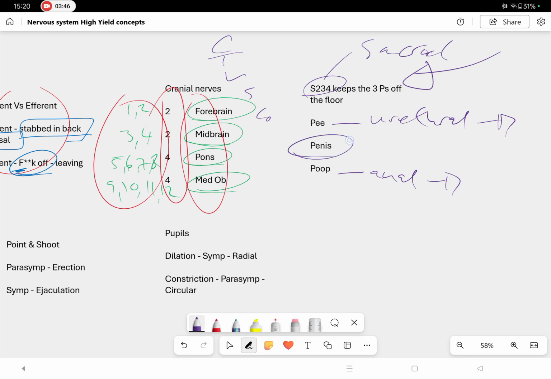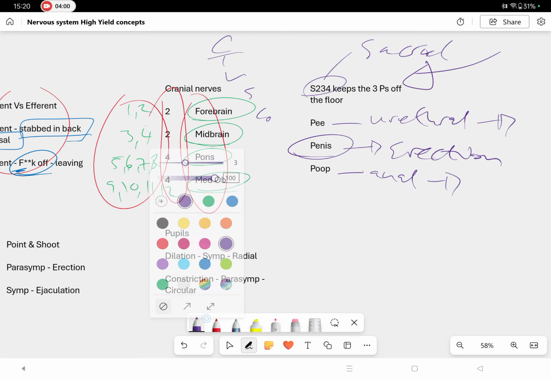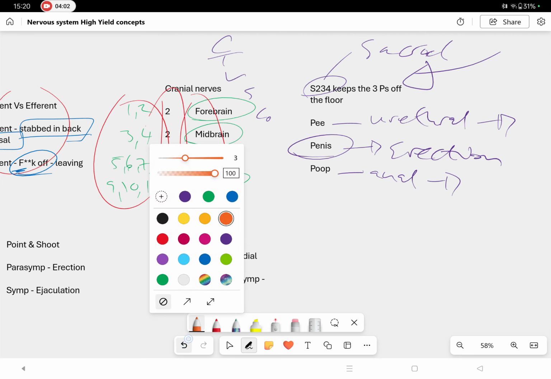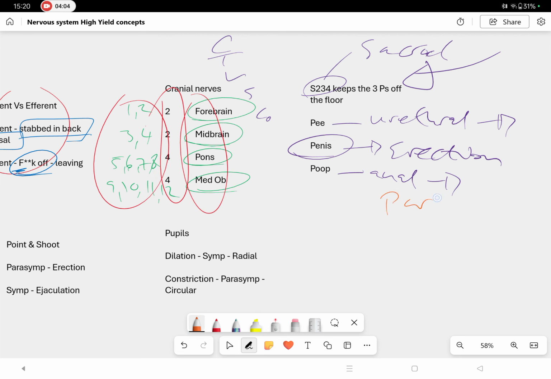The penis is not associated with the urethra, rather this is all to do with keeping the penis off the floor, so that's your erection. Okay, this is also controlled by the S2, 3, 4. So understandably, what you conclude from this is that this region is all parasympathetic, because this is all rest and digest functions, and that's what this is all about.